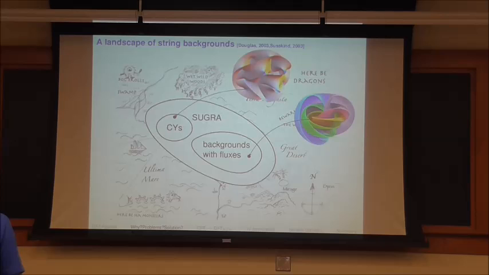And some of them can be treated in some kind of a large volume regime, and we can use supergravity to describe them. So there are, for example, Calabi-Yaus, and there are backgrounds with fluxes, and there is a very, very sophisticated set of tools we can use on this kind of backgrounds.